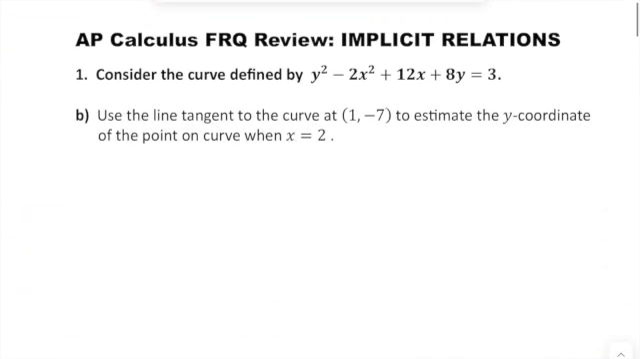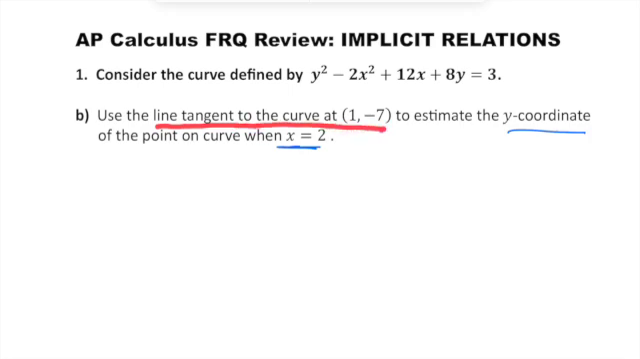Let's look at part B. It says consider the same curve, but part B says use the line tangent to the curve at (1, -7) to estimate the y-coordinate of the point on the curve when x is equal to 2. If you haven't done one of these in a while, this is a fairly common thing, but there's a couple different things going on in this question.